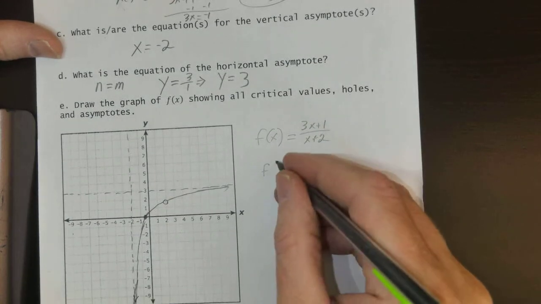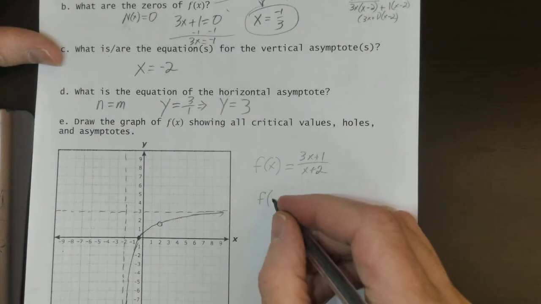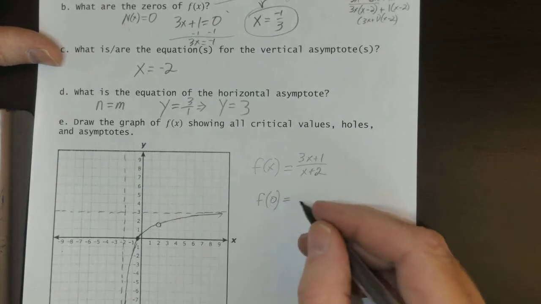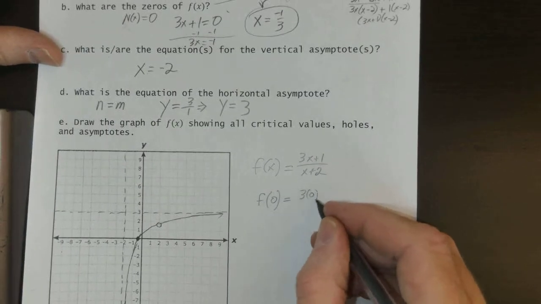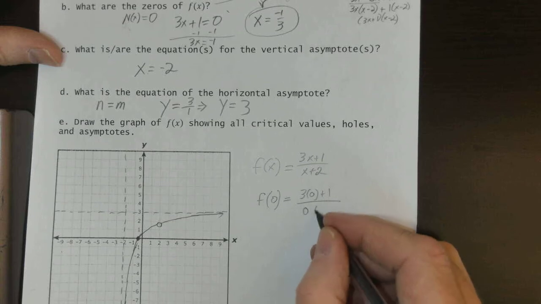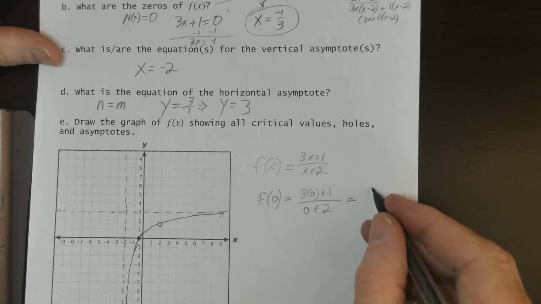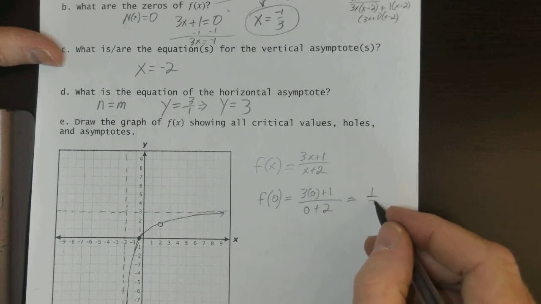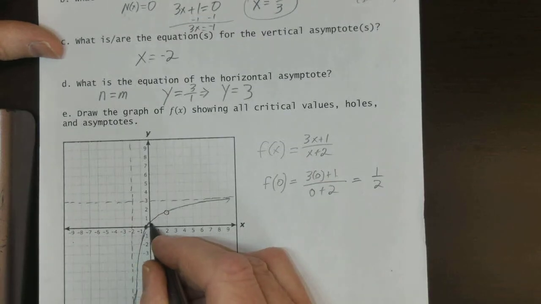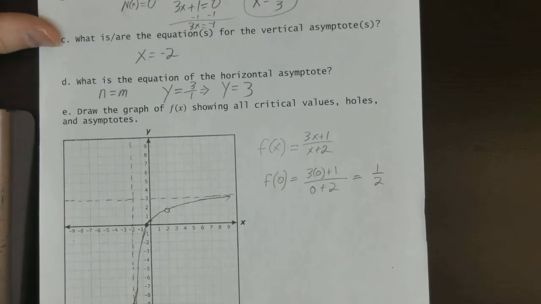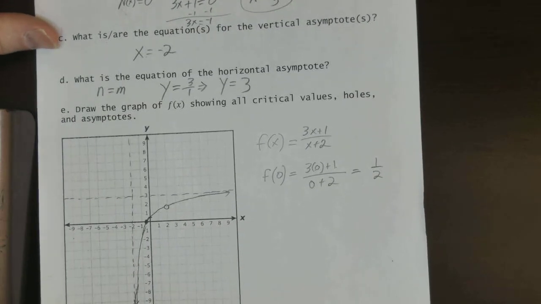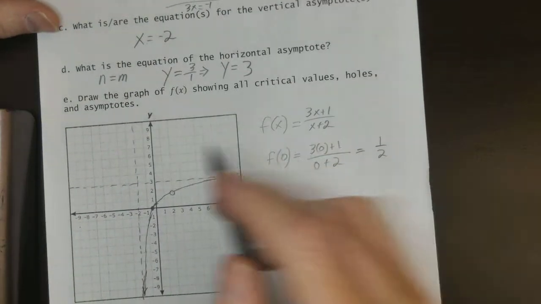I didn't do a y-intercept. They didn't ask it in the question, but if I find f of 0, I've got the y-intercept. So 3 times 0 plus 1 over 0 plus 2. That is 1 over 2, which is half. So I'm real close there in my drawing. So that curve's going pretty well, I think.